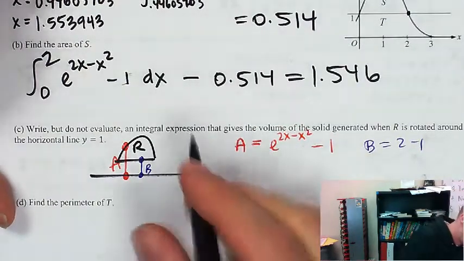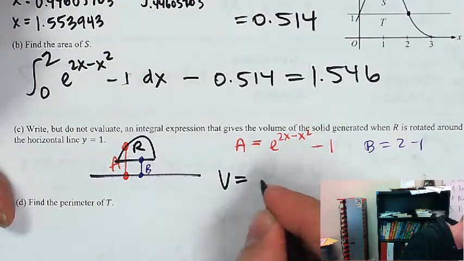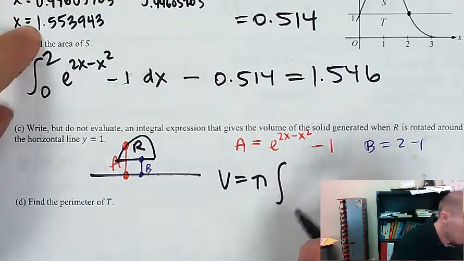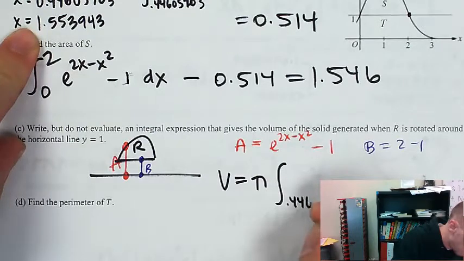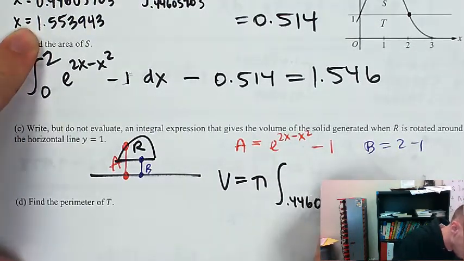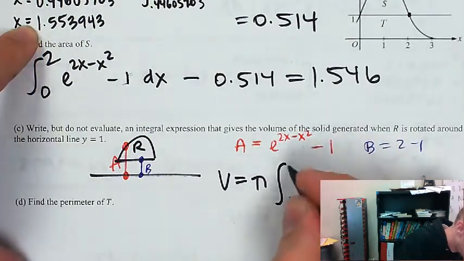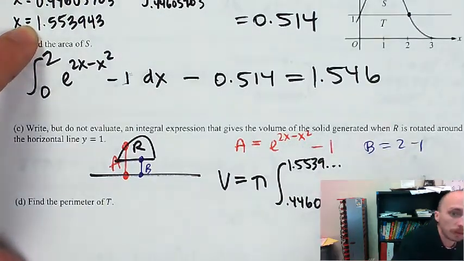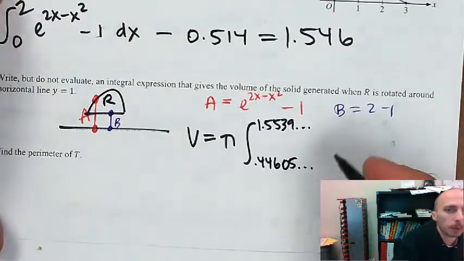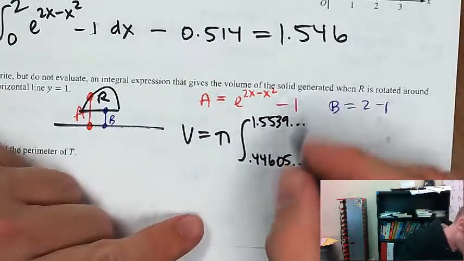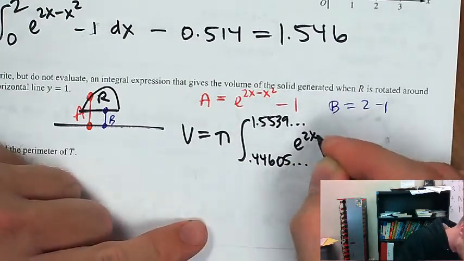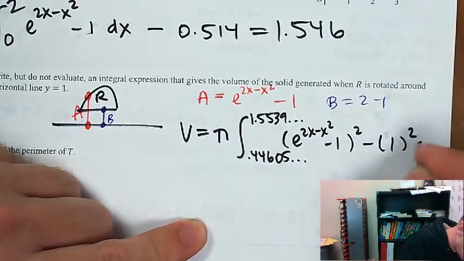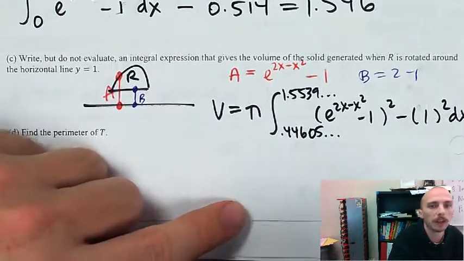All right, so now I'm going to say that the volume is equal to pi times the integral, again, from 0.44605 to 1.5539, those numbers, of a squared minus b squared dx. So that's going to be e to the 2x minus x squared minus 1 squared minus 1 squared dx. And that's me writing and not evaluating.